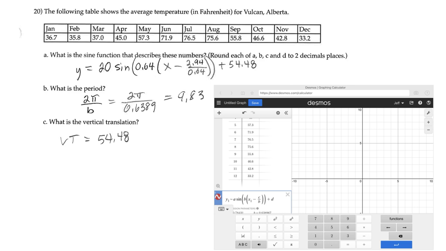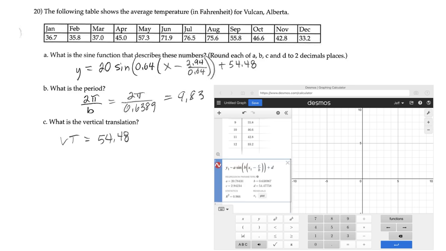Okay, now by default, right below there, they tell you what the values for a, b, c, and d are. And if you notice up above here, I've got that written out already. So there's the function as it sits. If they want to know the period, it's always 2 pi over b. There's b, so 2 pi over that 0.6389. What is the vertical translation? That's always what the d is.